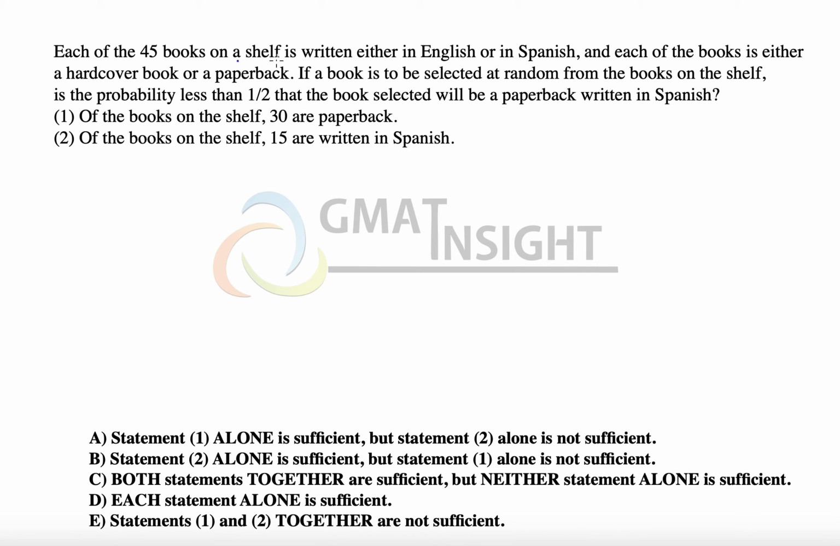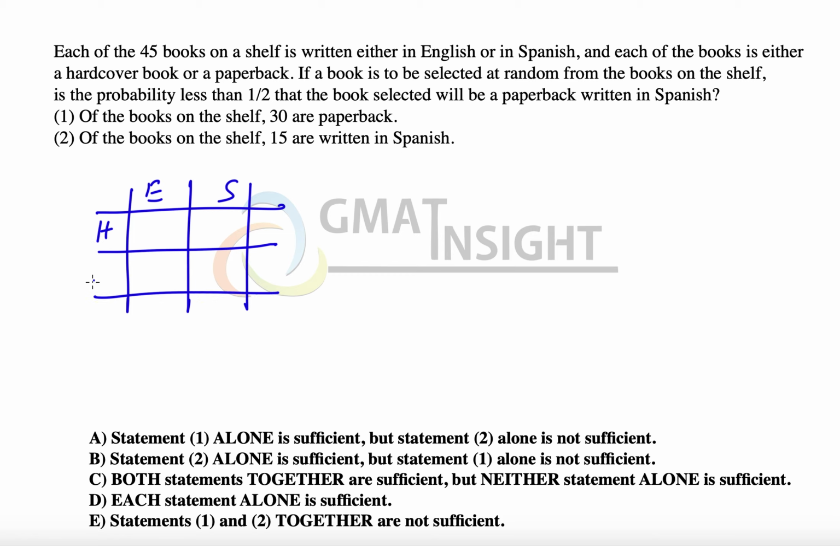Each of the 45 books on a shelf is either written in English or in Spanish, and each of the books is either a hardcover book or a paperback book. So now we know that on the y-axis we can write English and Spanish, the books written in English, books written in Spanish, and then these two have to be divided into two other categories, the hardcover books and the paperback books. Each of the 45 books, that means we have total 45 books.